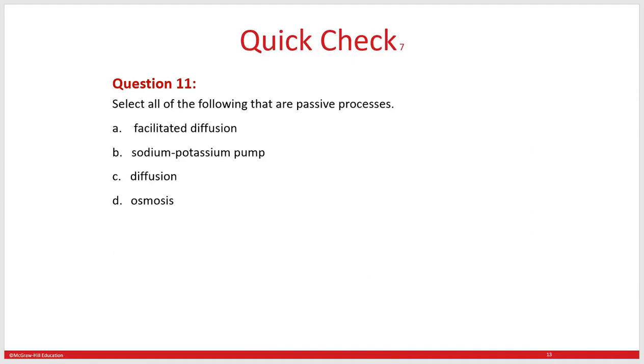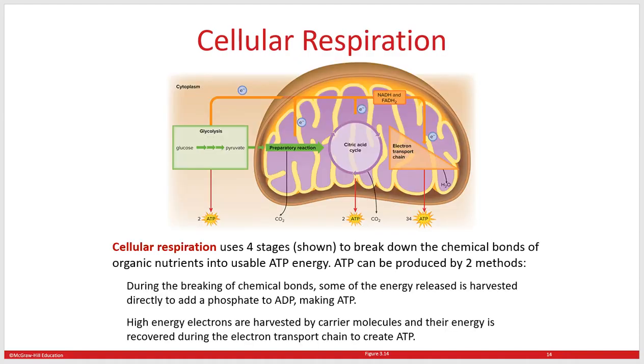Well, look at these things. Let me know which ones are passive processes. And we just talked about them. Passive means it does not require energy to work.